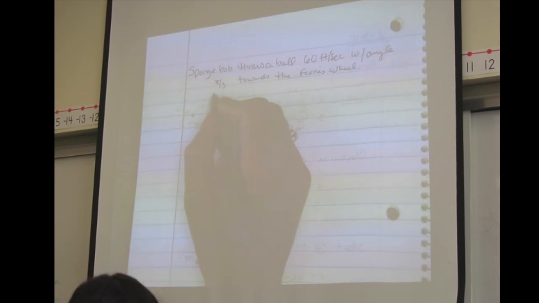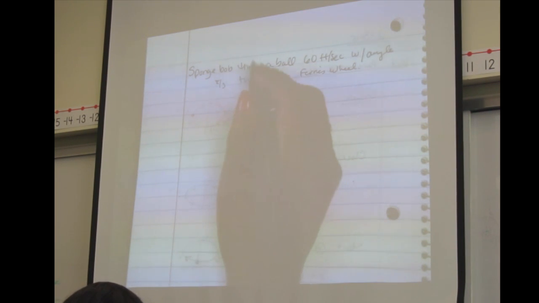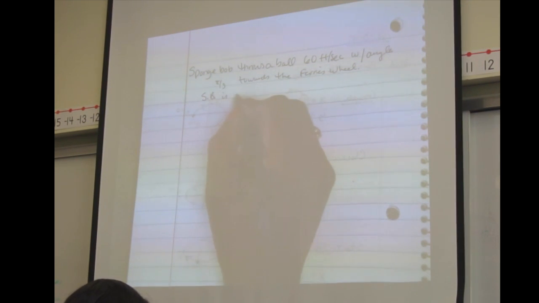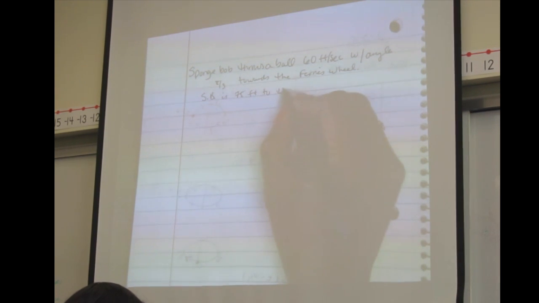Oh, and you also need to know that SpongeBob is 75 feet to the left of the Ferris wheel. He's 75 feet tall. He's like 3 years old. Maybe it's a giant sponge. That's their whole life.